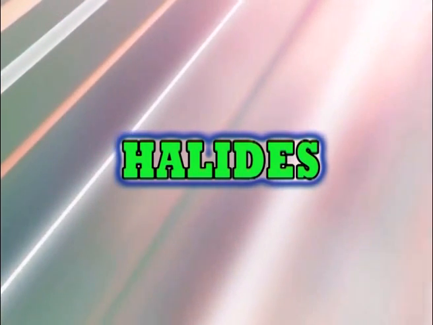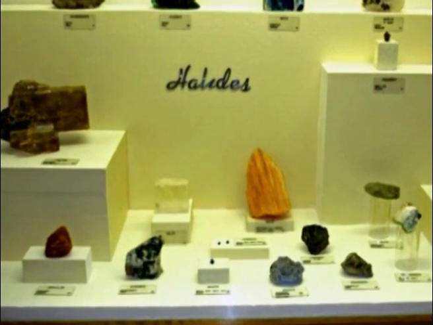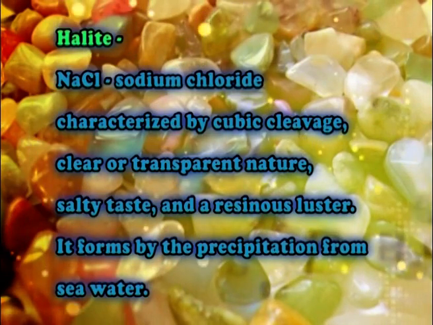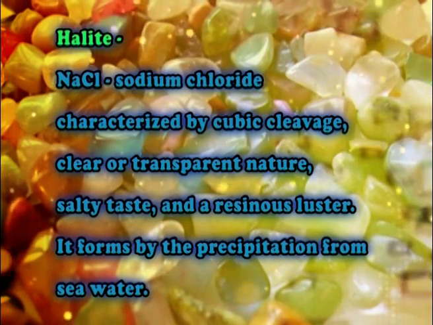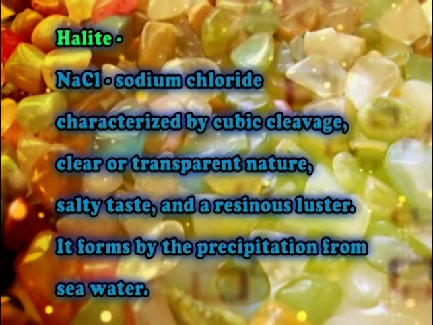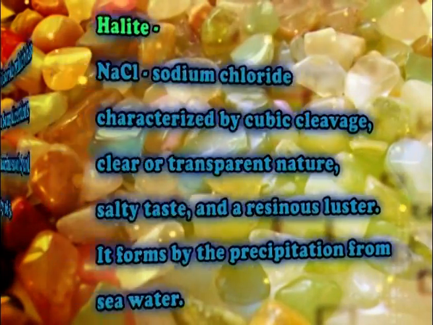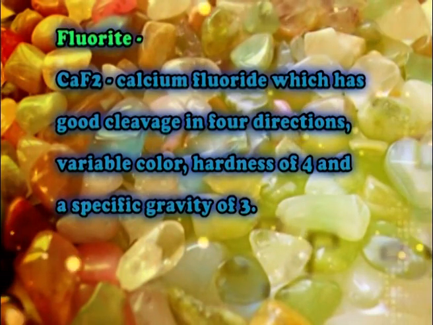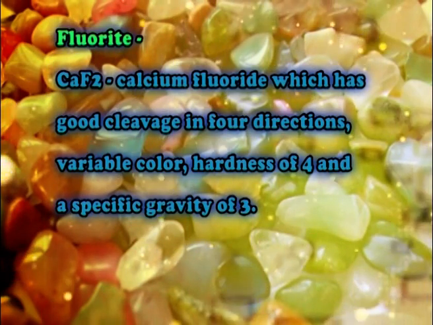Next is halides, minerals which contain chlorine, fluorine or any of the other halogen elements as anions or halides. Halite is a sodium chloride characterized by cubic cleavage, clear or transparent in nature, and has a salty taste and shows resinous luster. It forms by the precipitation from seawater. Fluorite is calcium fluoride, which has good cleavage in 4 directions, variable color, hardness of 4 and a specific gravity of 3.